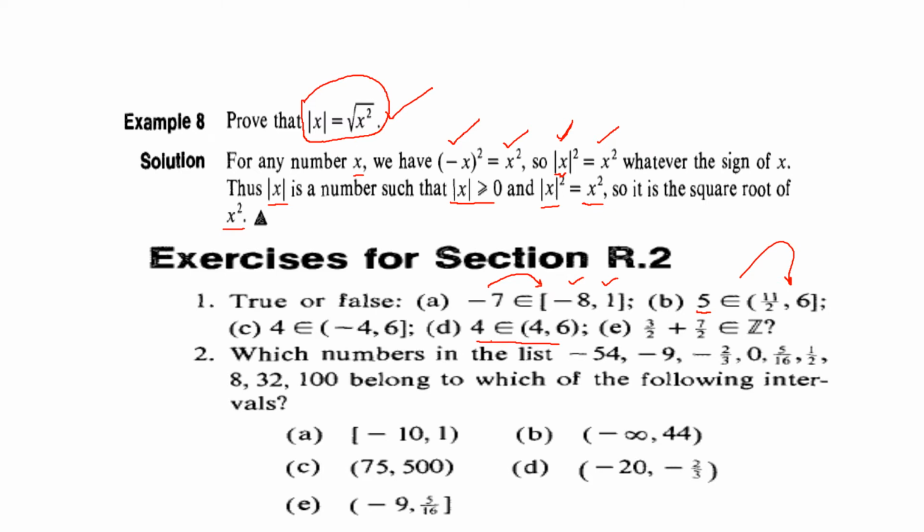The sum of 3 by 2 and 7 by 2 belongs to Z. You can easily solve and answer these problems. Which numbers in the list, this is the list given, belong to which of the intervals? Where does -54 lie? And -9, in which interval does it lie? Search for the relevant interval and answer these options.